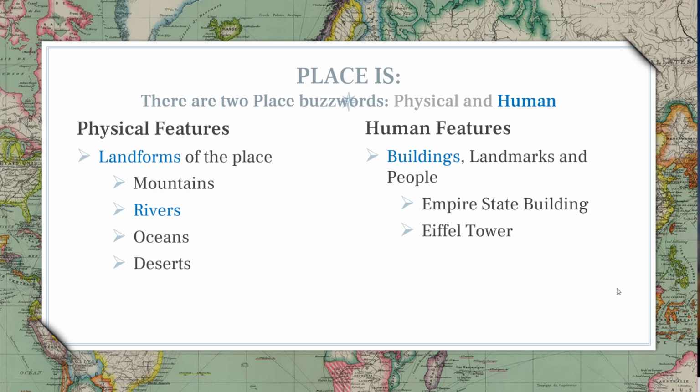So examples of buildings and landmarks would be the Empire State Building, which is absolutely a building, and the Eiffel Tower, which we could consider a building, but it's really more of a landmark. Now the people part, the human part, is culture. And that would be language, and in this case it would be like the languages that are spoken, but also food, the kinds of things that they share in their culture.